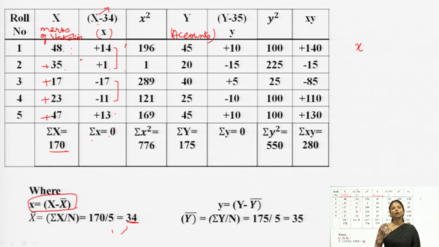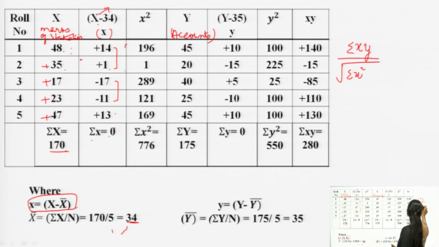Now, in the formula they also asked us what is x square, because the formula says summation of xy whole divided by under root of summation of x square into summation of y square.